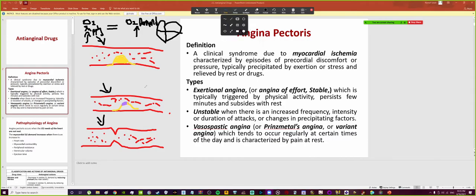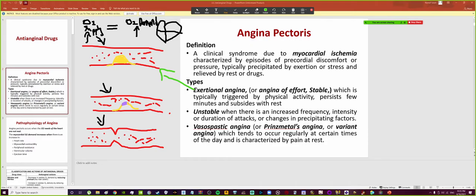So when we look at these blood vessels right here, and I'll get the green color, we're going to see three types of angina pectoris, okay? We got the first one, which is exertional angina or stable angina, same thing. And this type of angina is usually triggered by physical activity. So you'll have pain that activates whenever there is exercise, whenever you're doing anything that requires increased oxygen demand. And it usually is relieved by rest.